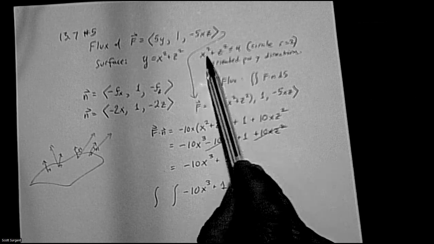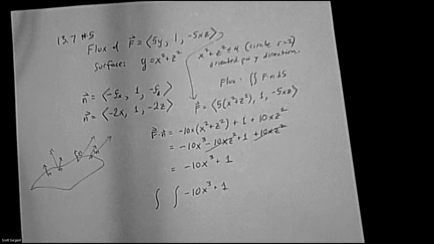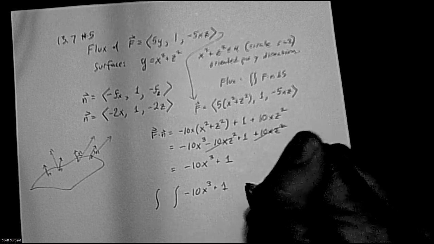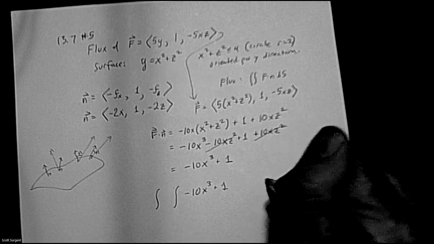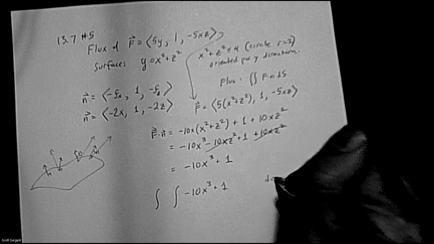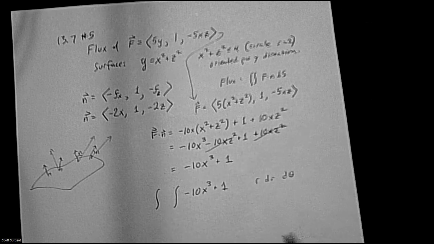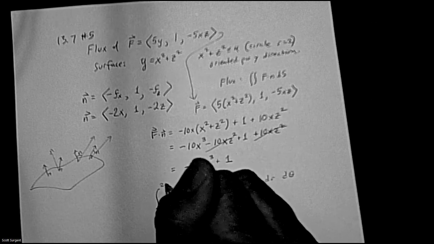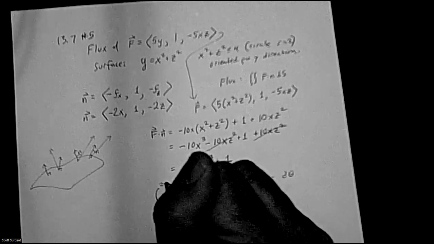Since we've got a circle here, anybody want to go with polar? That's what I'm thinking. If we go polar, I'll do dr d theta. I have to throw an extra r in there. r would be 0 to 2, theta would be 0 to 2 pi. It's just a circle of radius 2.